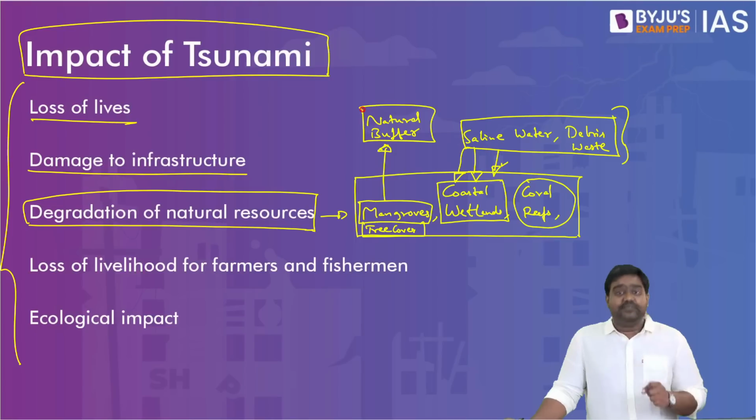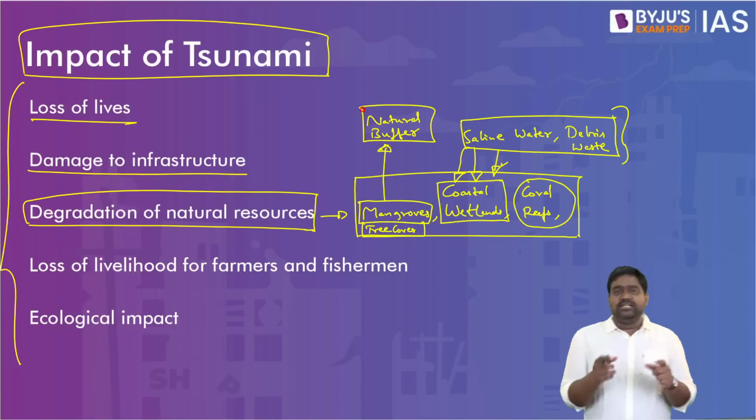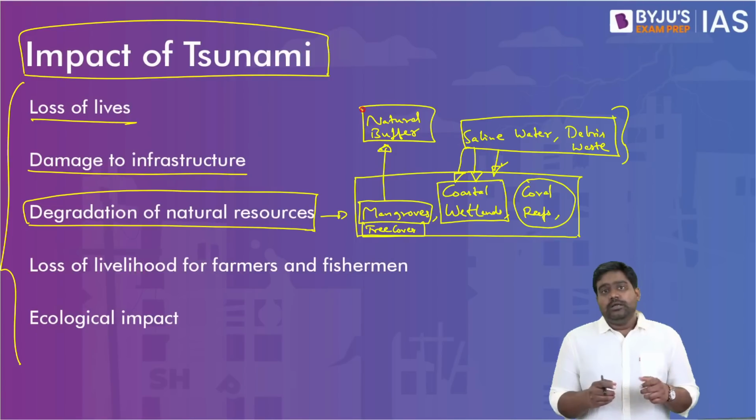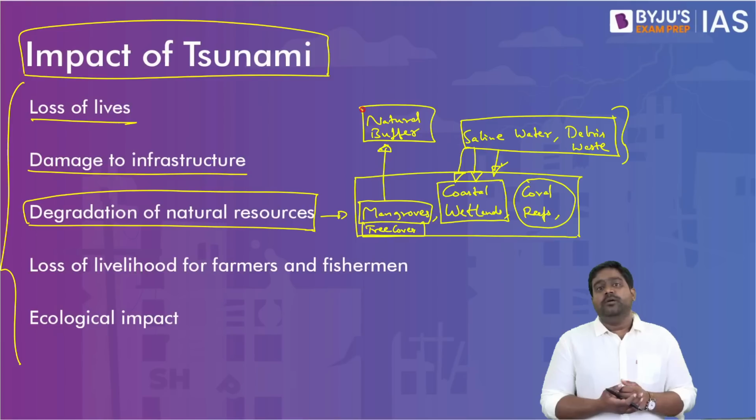Studies have shown that a well-conserved and well-protected mangrove cover can break the tsunami intensity by 25 to 30%.